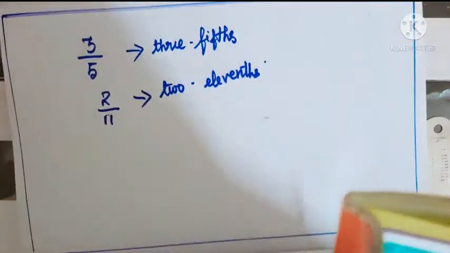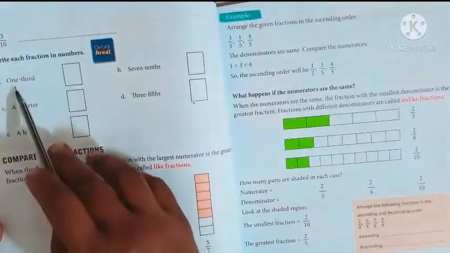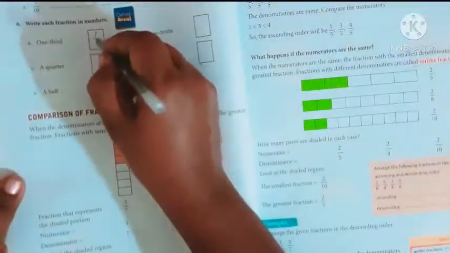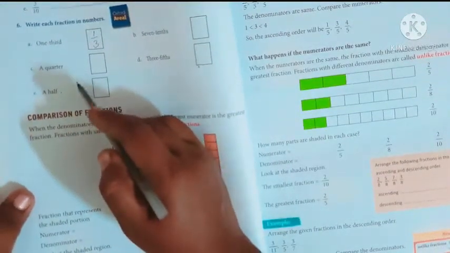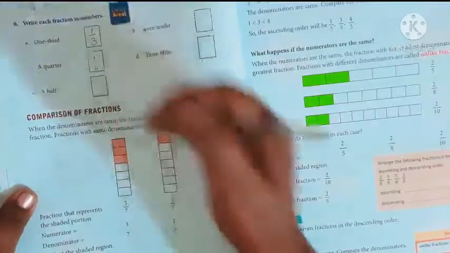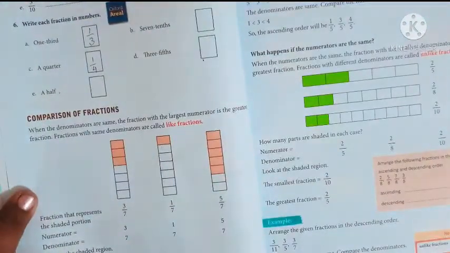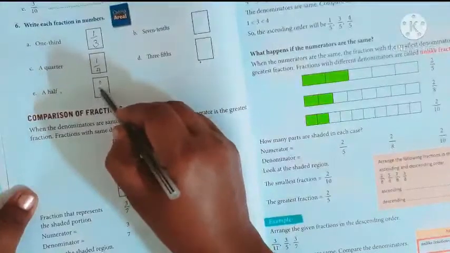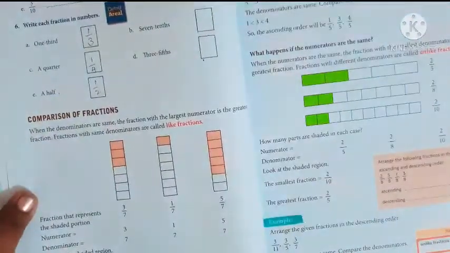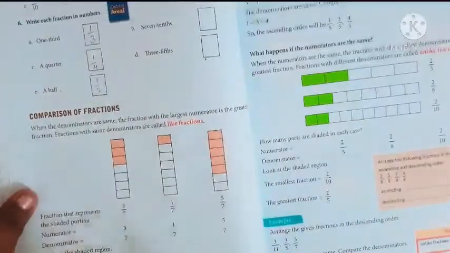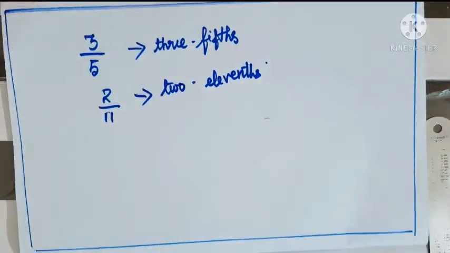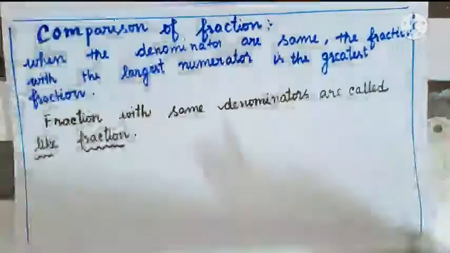Write each fraction in numbers. So whatever I am leaving, you will complete it, isn't it? Now listen, write each fraction in numbers. You have to write 1/3 means 1 by 3, isn't it? A quarter. Quarter means what? 1 by 4. 3/4 means 3 by 4. Understand? Half means 1 by 2. Good. Now you got the point, isn't it? 3/4 means 3 by 4. A quarter means 1 by 4. Is it clear? Now we will go to the next thing.